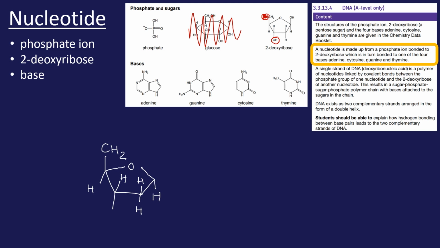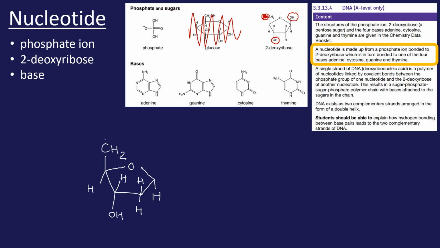Right, so I'm purposely not drawing the OH up the top here because this is where my base is going to be bonded. I said that the 3 OHs are removed in DNA, so you don't have any of these 3 OH groups in DNA. Okay, I'm going to put the OH group down the bottom though because I'm only drawing one nucleotide, and I've decided that I'm going to put my phosphate up the top.